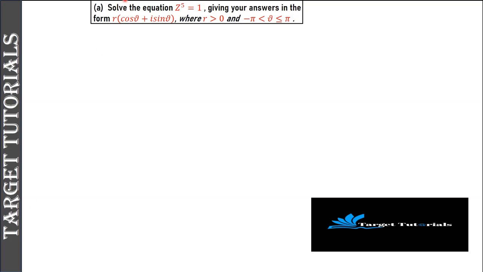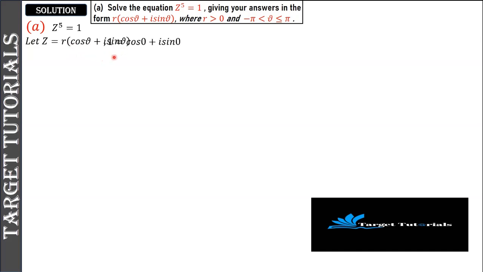So in the A part of the question, we are asked to solve the equation z to the power 5 equals 1, giving an answer in the form r(cos theta plus i sin theta), where r is greater than 0 and negative pi is less than theta, and theta on its own is less than or equal to pi. So the first thing we are going to do is let z be equal to r(cos theta plus i sin theta). And we also know that 1 can be written in the form cos 0 plus i sin 0.